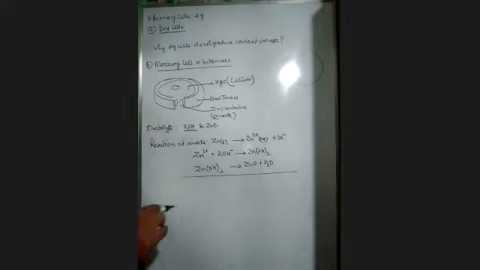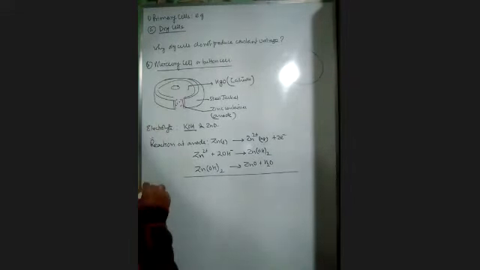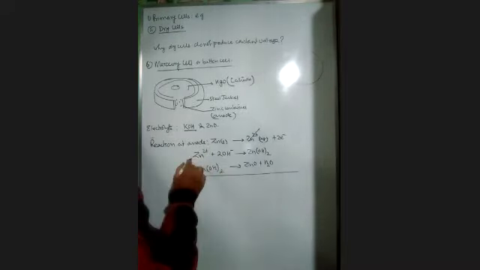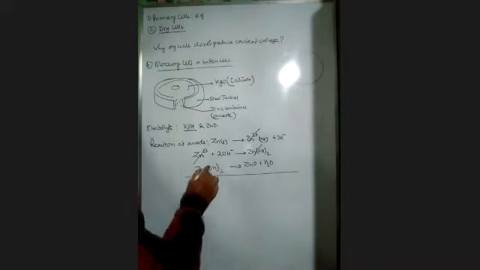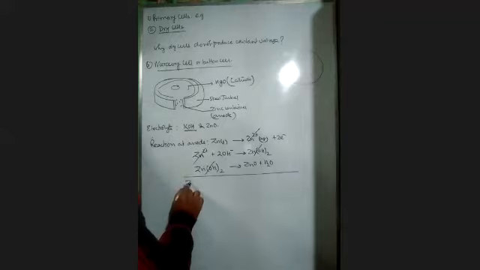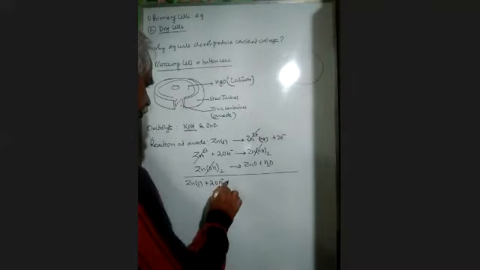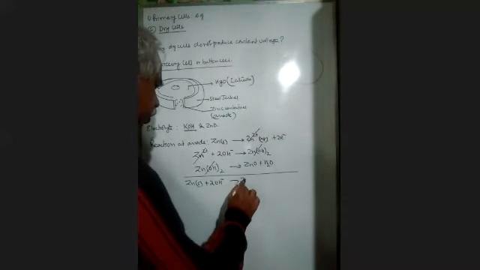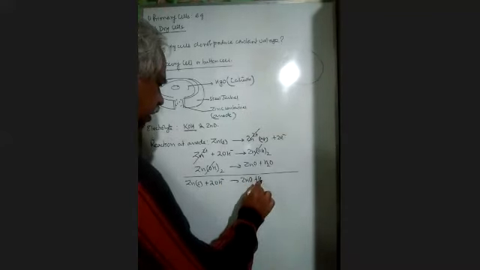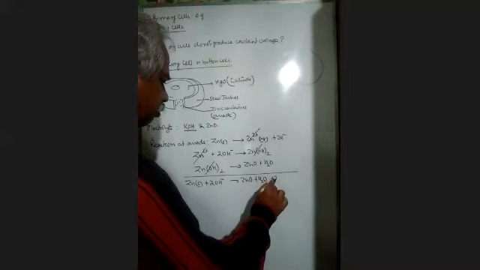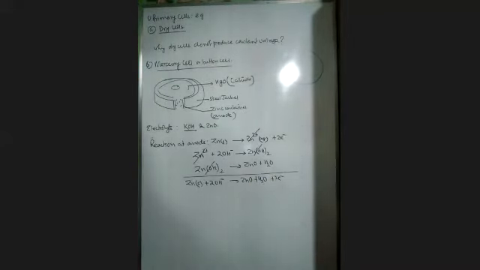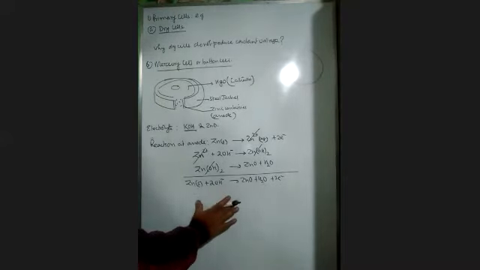Your book has written this portion very badly, hopeless. See here, this cancels. So what should I write now here? I'll write here Zn plus 2OH minus will give you zinc oxide, H2O plus 2 electrons. All right. So now this one you write separately.